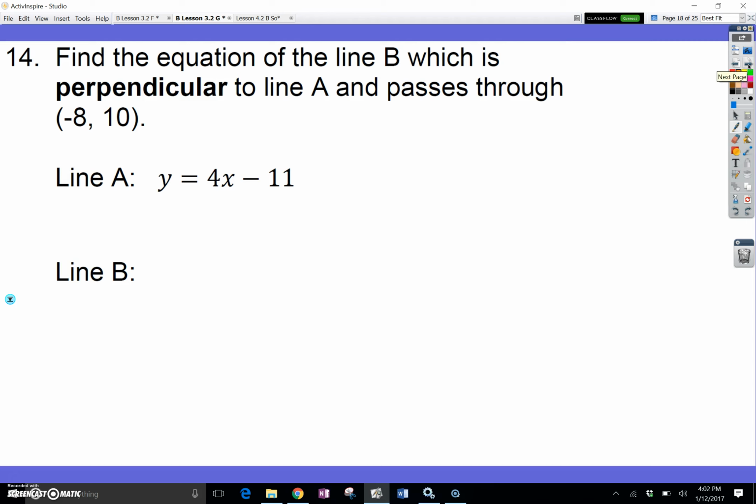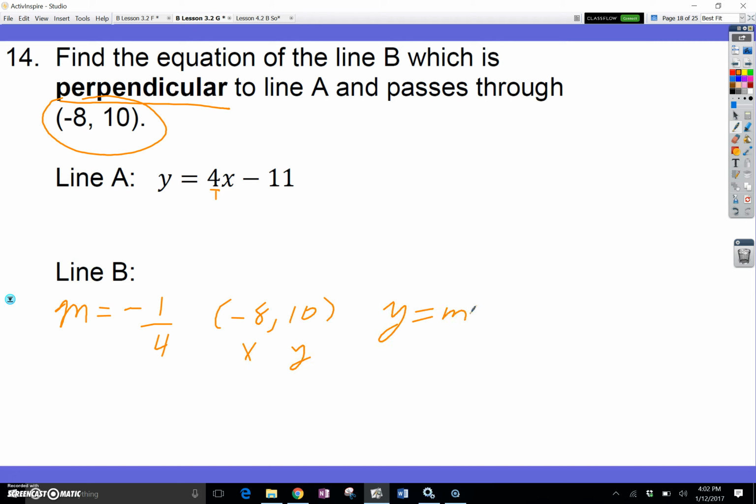Alright guys, so you should have an answer right now. Remember, we're looking for perpendicular lines, and perpendicular lines have opposite reciprocals. So if I have a positive 4 over 1, if it's positive, my inverse is going to be negative, and 4 over 1 is going to flip to 1/4. So that's the slope of my perpendicular line. I also know that this perpendicular line goes through the point of negative 8, 10, and this is my x and this is my y.